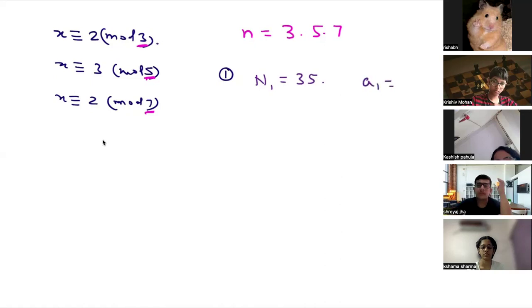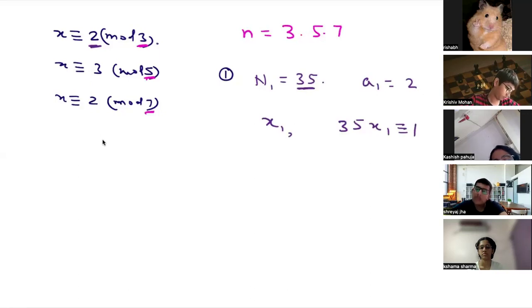A1 in this case is nothing but 2 only. The A1 is this one. And X1 we have to find. How to find this X1? When I have to find this X1, I have to take this N1, 35 into X1, congruent to 1 mod 3. This is also called the inverse of N1.